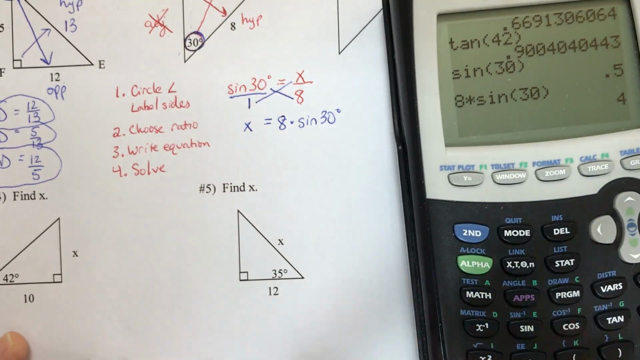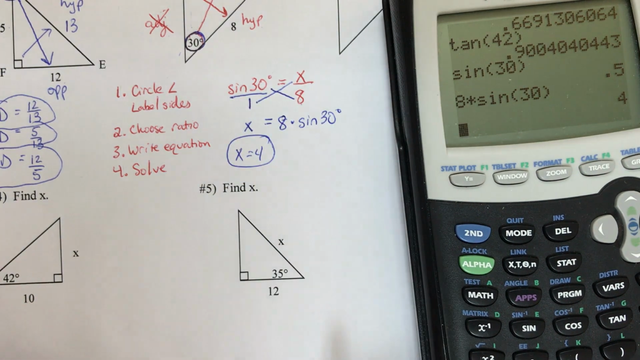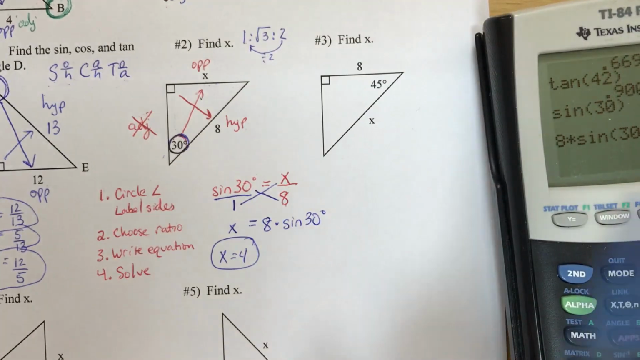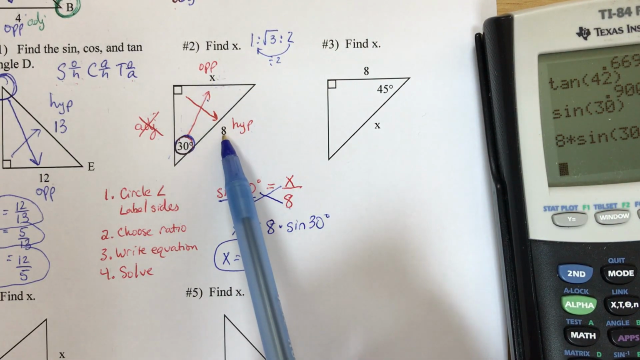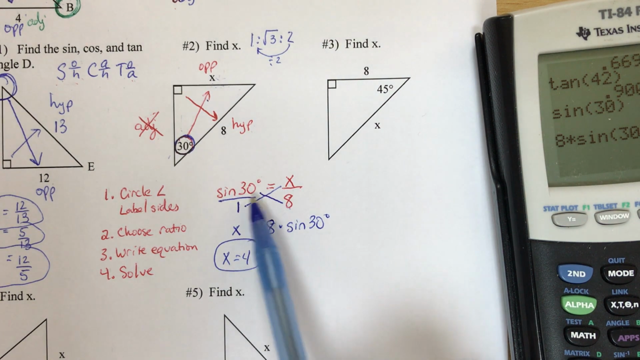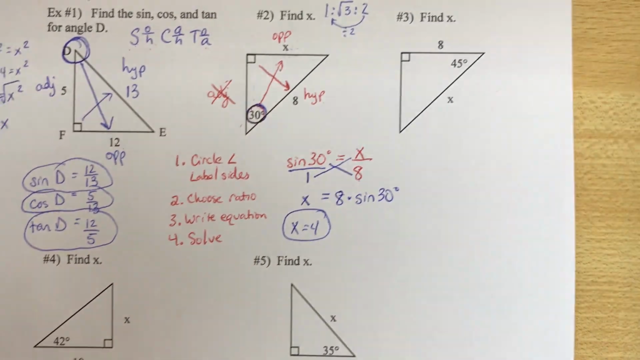My answer is x equals 4. That shouldn't surprise us because we already knew that. Going back to the last lesson, we knew that this was going to be 4. This is half the hypotenuse. But now I'm showing you that we can do this using trigonometry, using sine, cosine, and tangent. So let's do a couple more examples here.